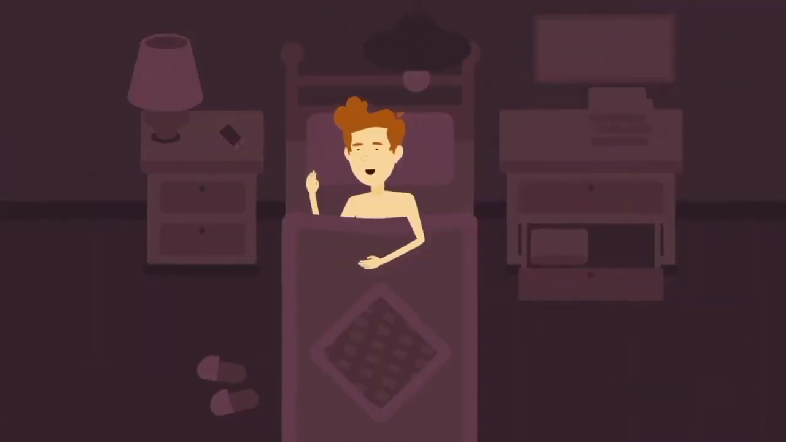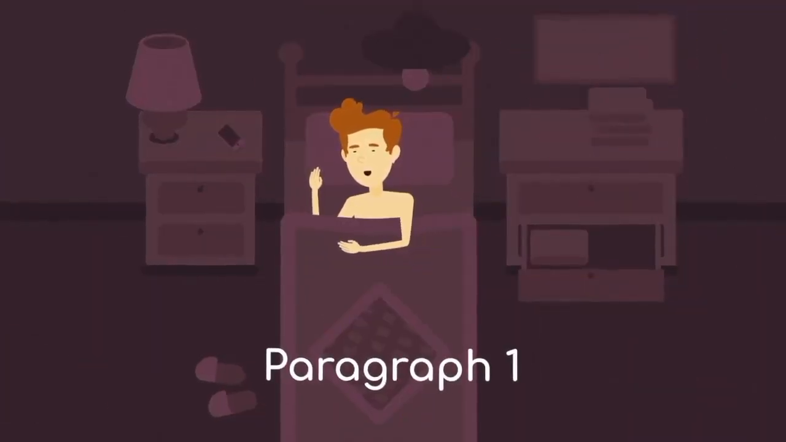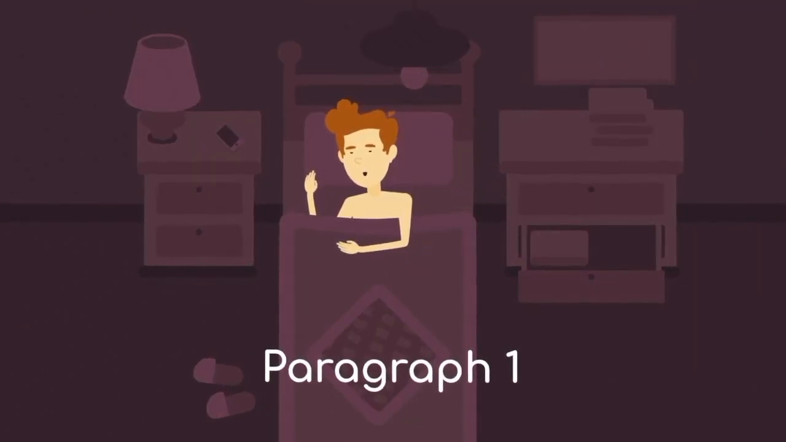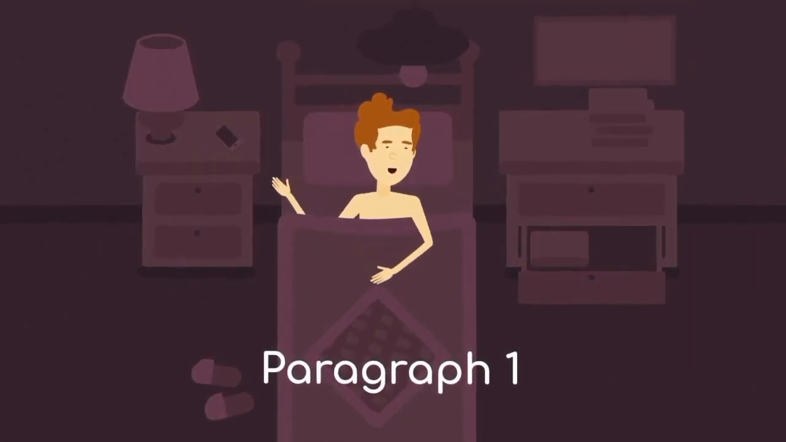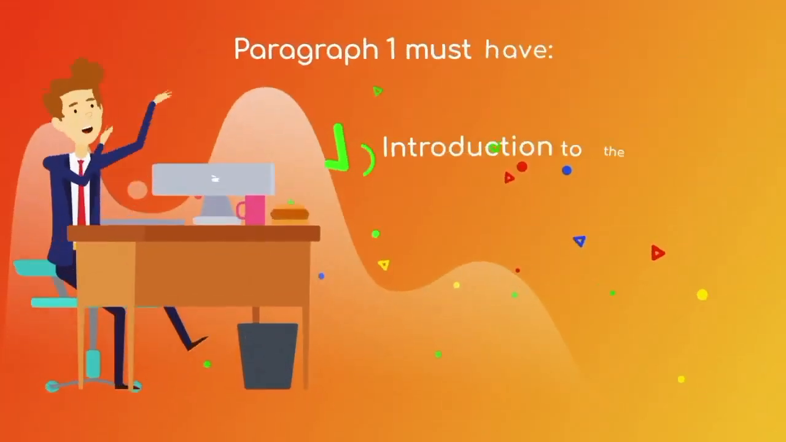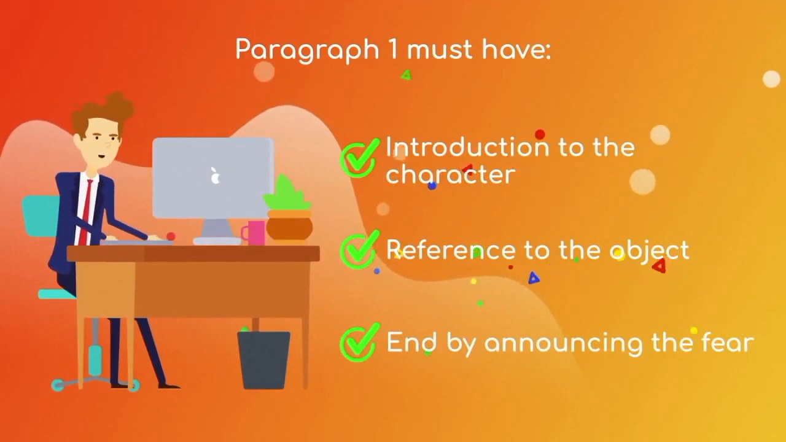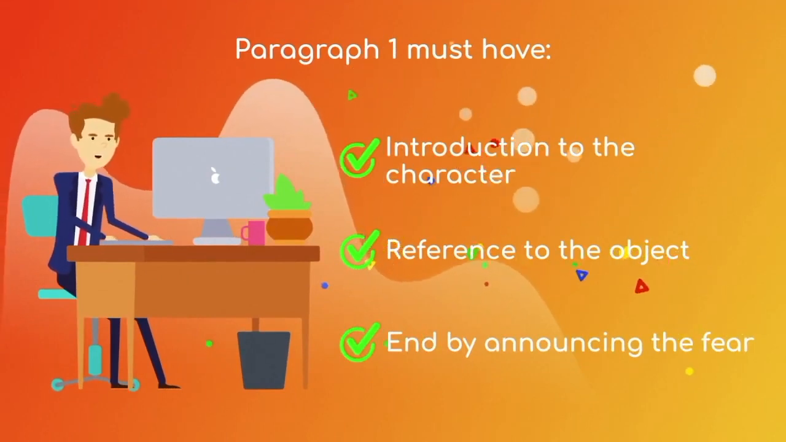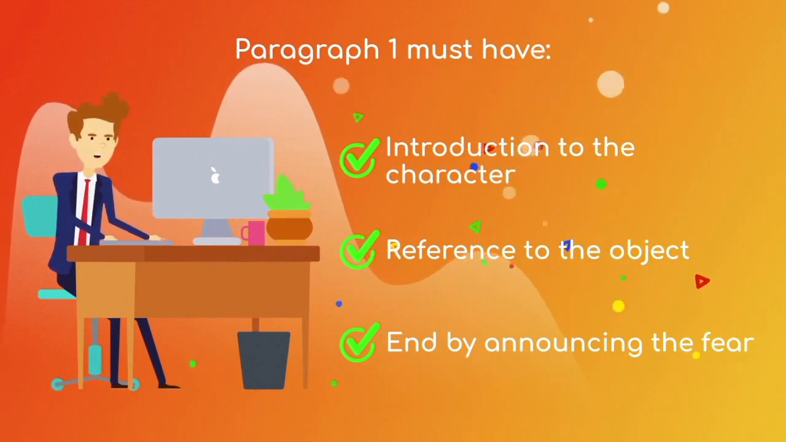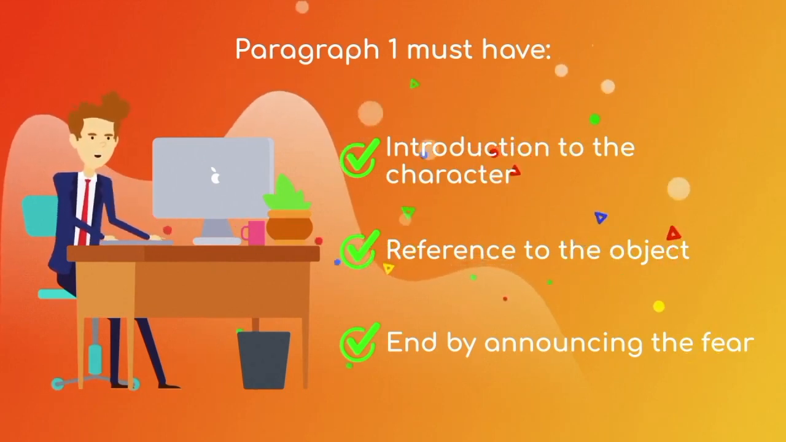In paragraph 1, it is all about being introduced to the main character. In the introduction, you must also make reference to the object and their fear. For paragraph 1 to be successful, you need to include an introduction to the character, just a brief reference to the object, and end the paragraph by announcing the fear.